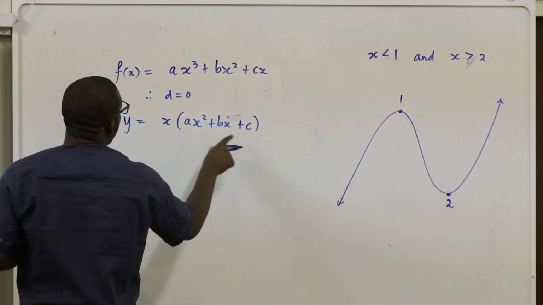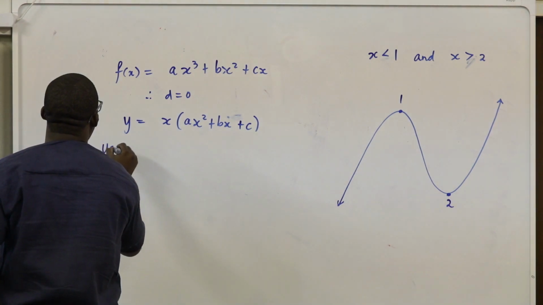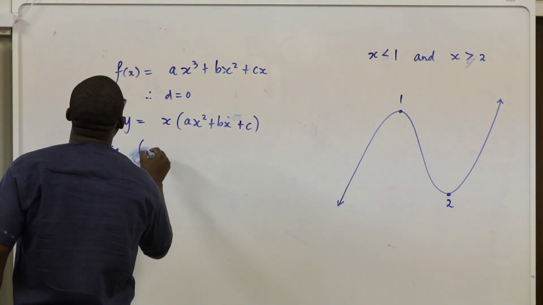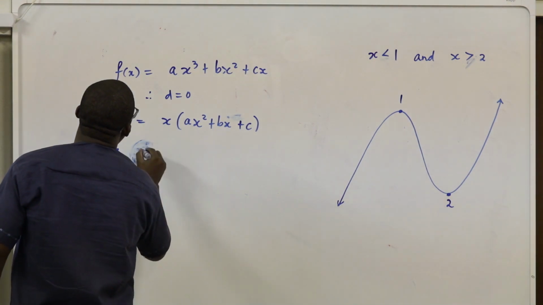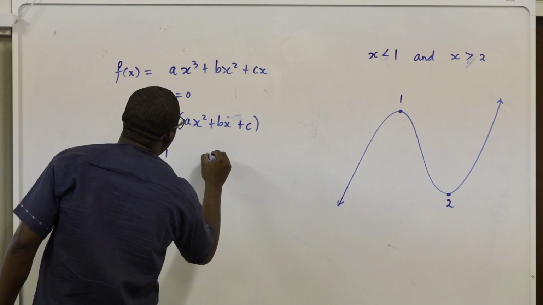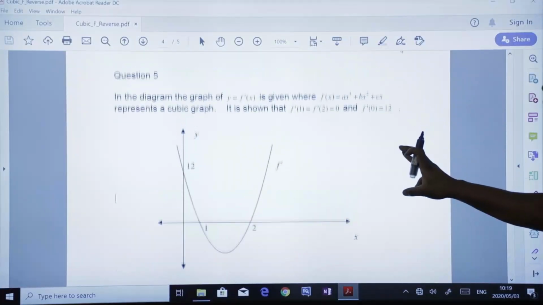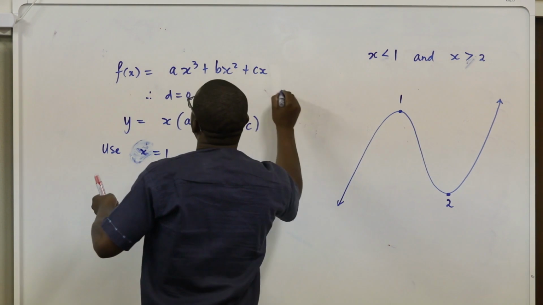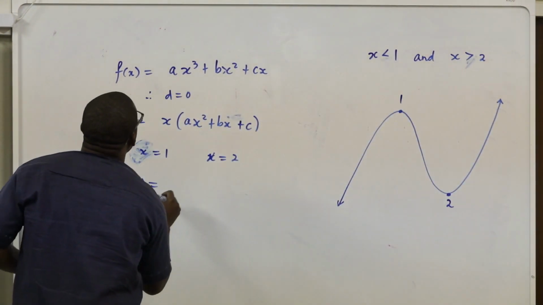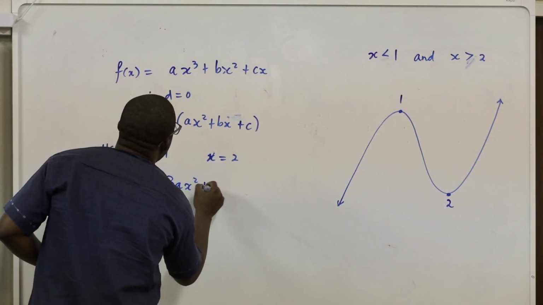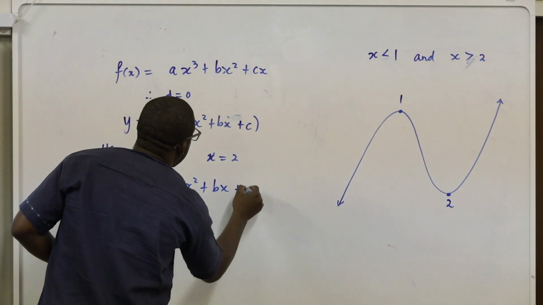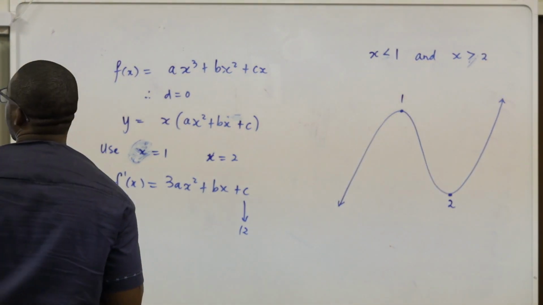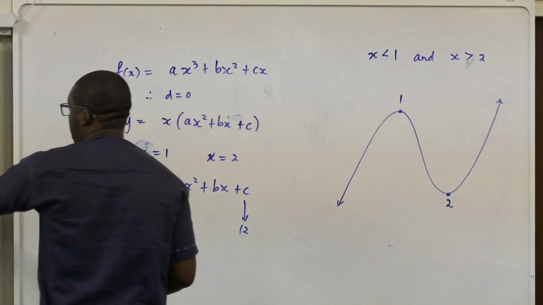Then we have three unknowns. We use the points x is equal to 1 and x is equal to 2. And the other point here, where f prime of 0 is equal to 12, when you differentiate this, f prime of x is equal to 3ax squared plus 2bx plus c. So c corresponds to 12, because that is the y-intercept. c was 12. We can see it from there.